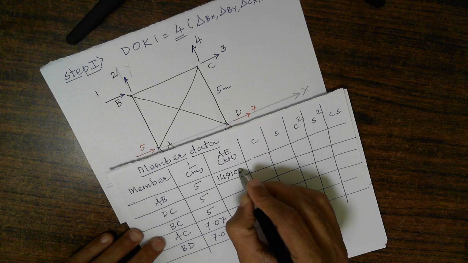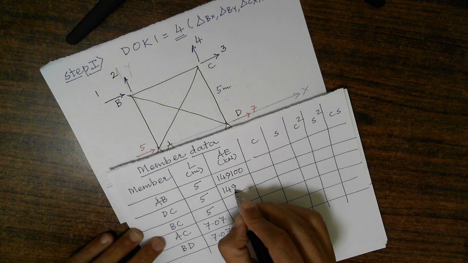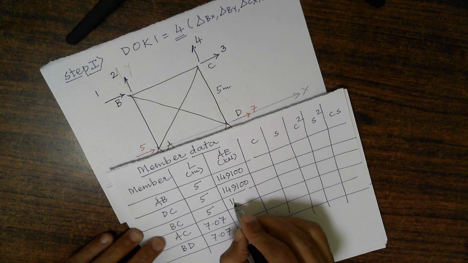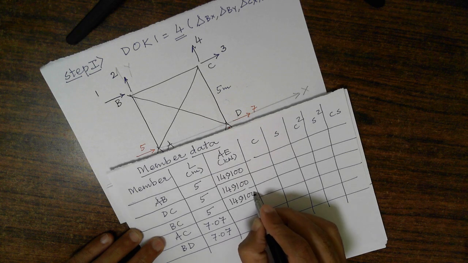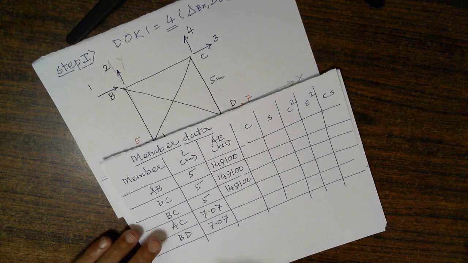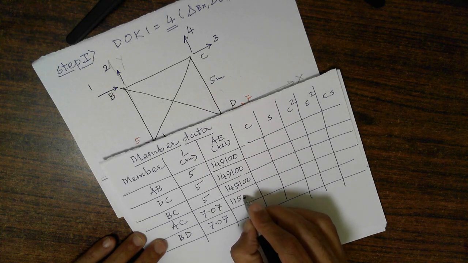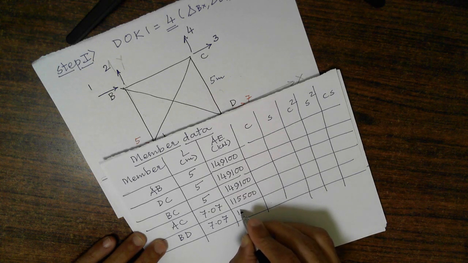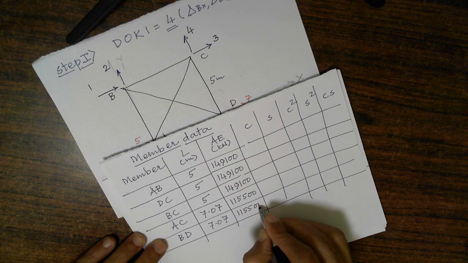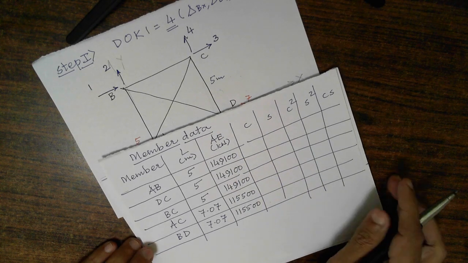149100. For these two diagonal members, the area was different, and the AE value comes out to be 115500. These are the values of AE in absolute kilonewton.